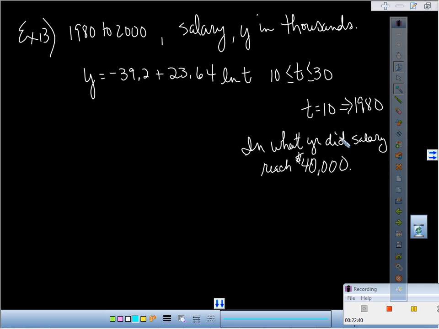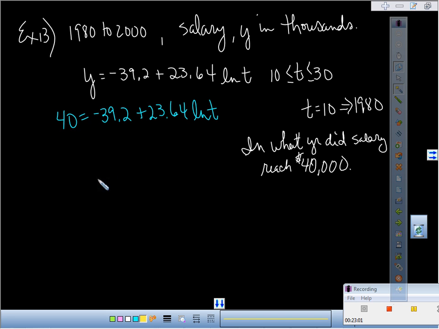All right, so here we go. We're going to be, in what year? We're obviously going to be solving for that t. What's y going to be? Very good. 40. Not 40,000 because it's in thousands. Negative 39.2 plus 23.64 ln of t. Now, see, are these problems hard? I don't know what happened first period. I think they were still asleep.